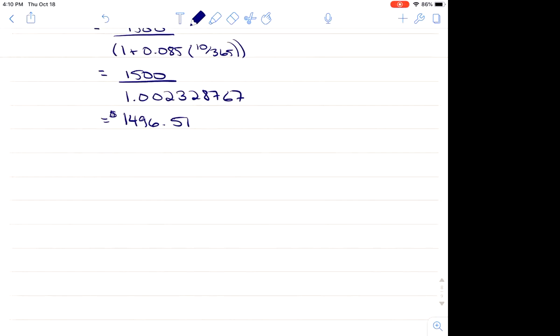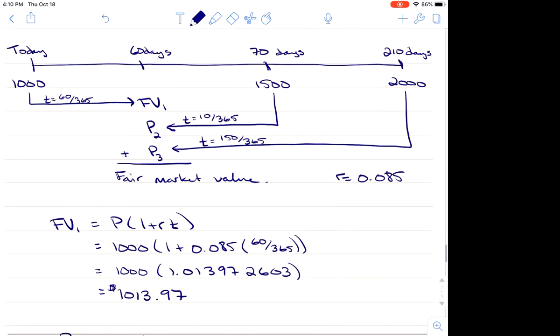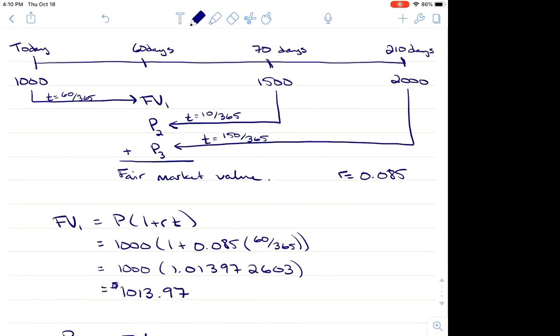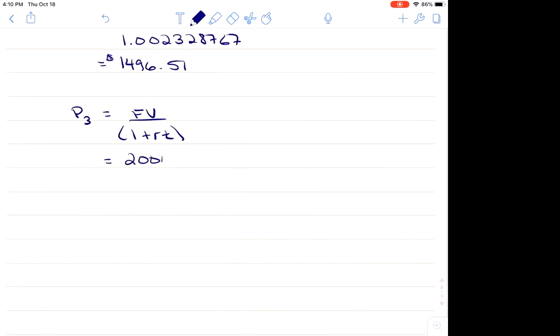P3. Future value over 1 plus RT. Future value for P3 is 2000 and the time is 150 days. So we have 2000 divided by 1 plus 0.085 times 150 over 365. That's 150 divided by 365 times 0.085 plus 1.